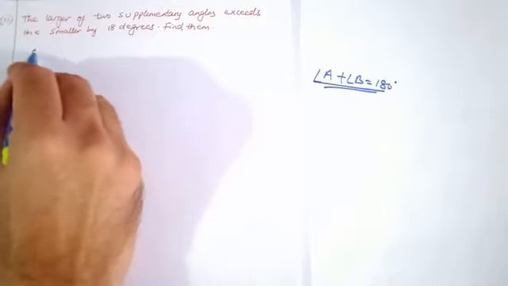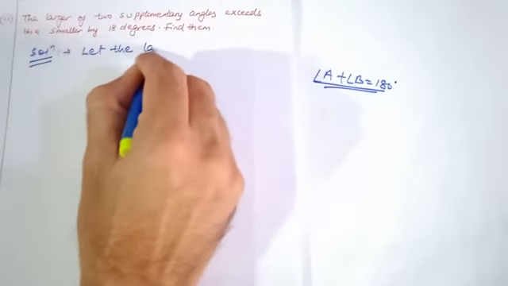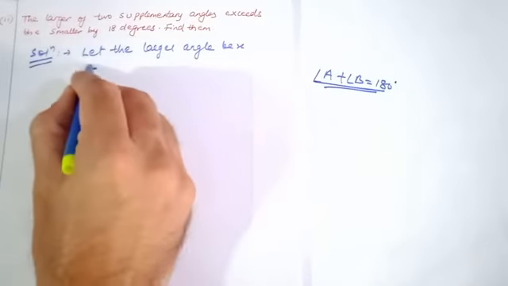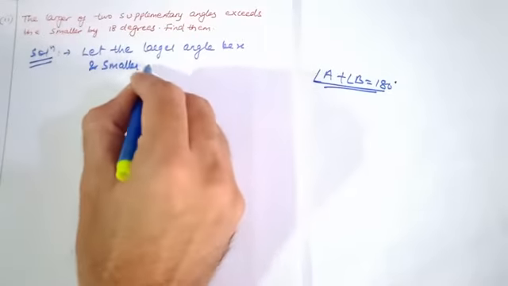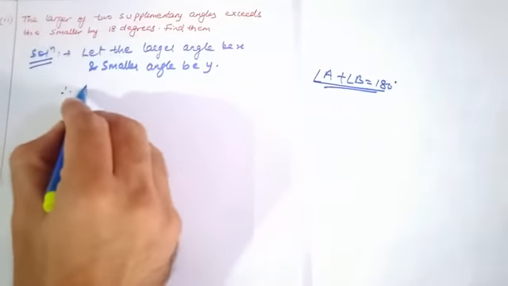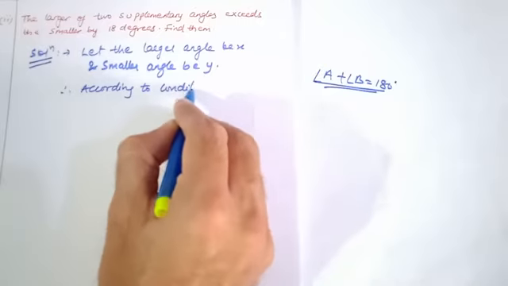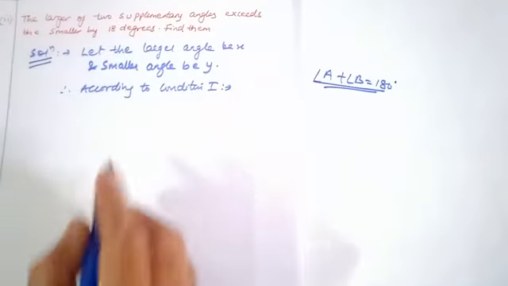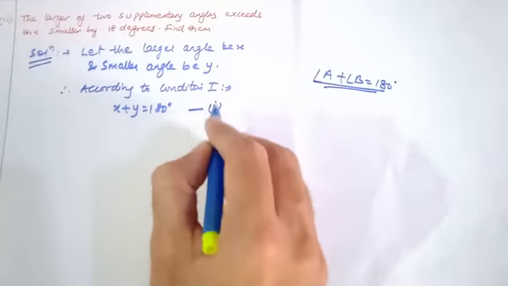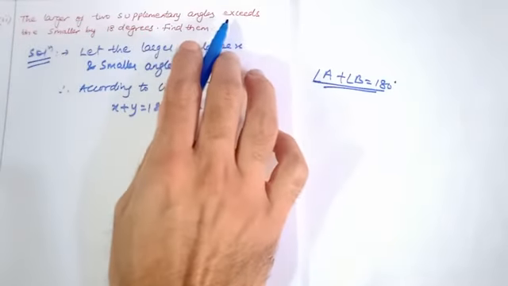So let us consider, to start with the solution, let the larger angle be x, okay, and the smaller angle be y. Is that clear? Therefore, according to condition 1, what are we having? x plus y equals 180, because the angles are supplementary. This means the sum of angles is 180 degrees.